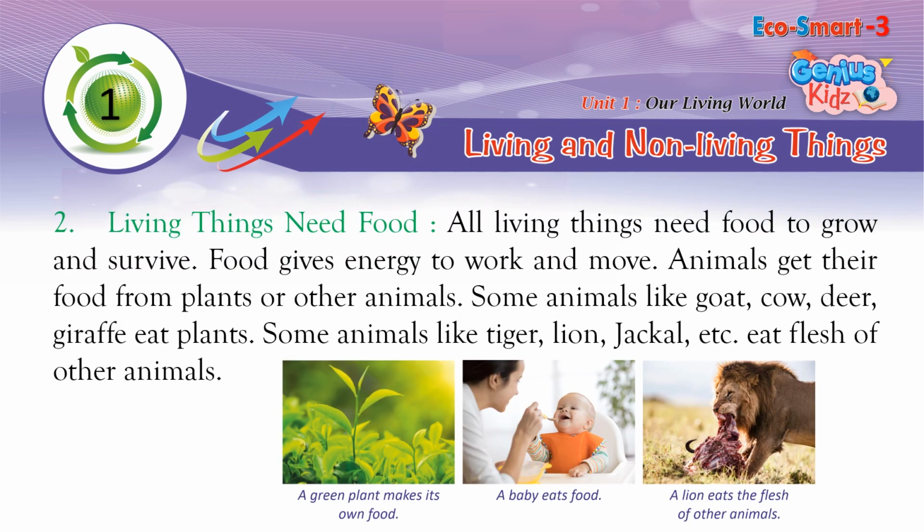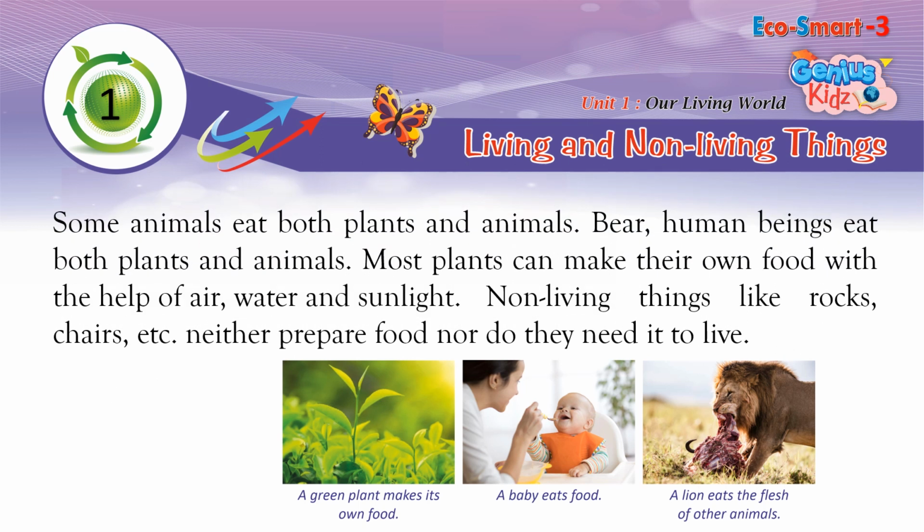2. Living things need food. All living things need food to grow and survive. Food gives energy to work and move. Animals get their food from plants or other animals. Some animals like goat, cow, deer, giraffe eat plants. Some animals like tiger, lion, jackal, etc. eat flesh of other animals.